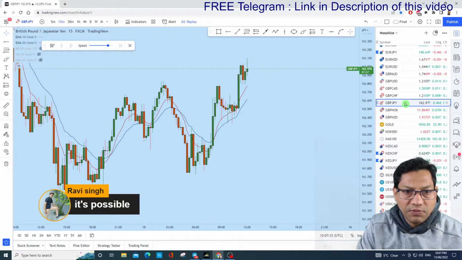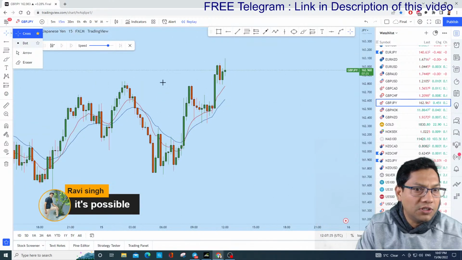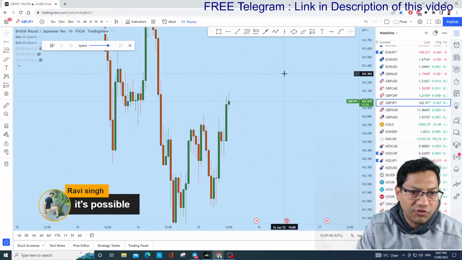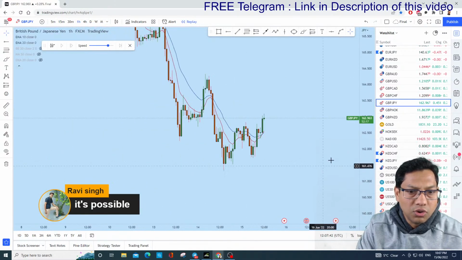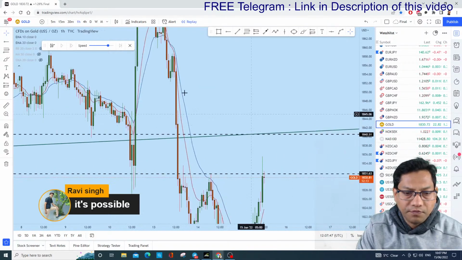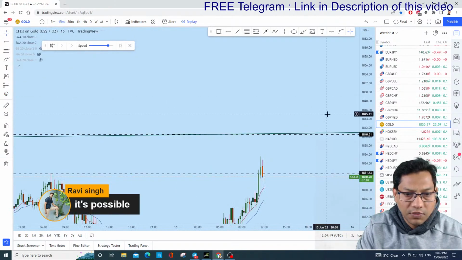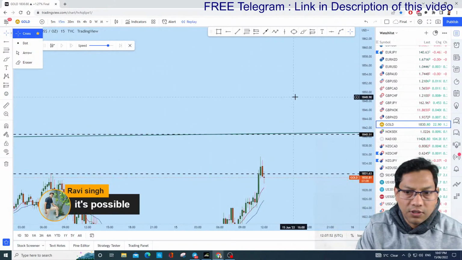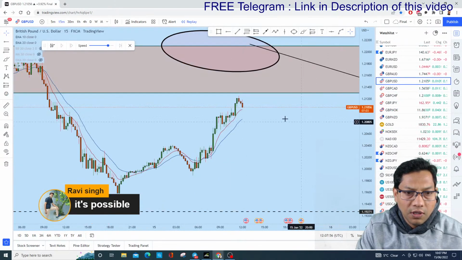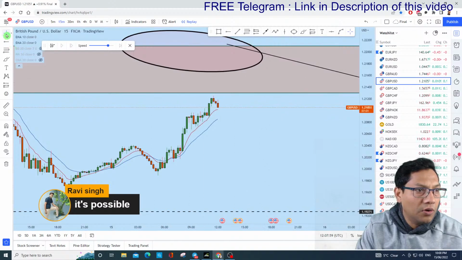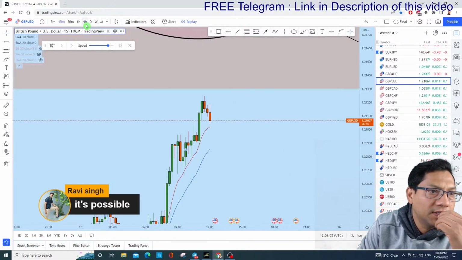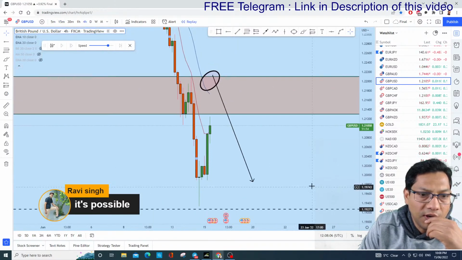So let's see GBPJPY. This is the 15 minutes. I'm looking at the lower time frame to see if there is any immediate trading opportunity. This is the hourly. Looks like GBPJPY is trying to be bullish. So we are moving in between. Let me see GBP. Okay, GBP, this is 15 minutes. Let me see 4 hour.